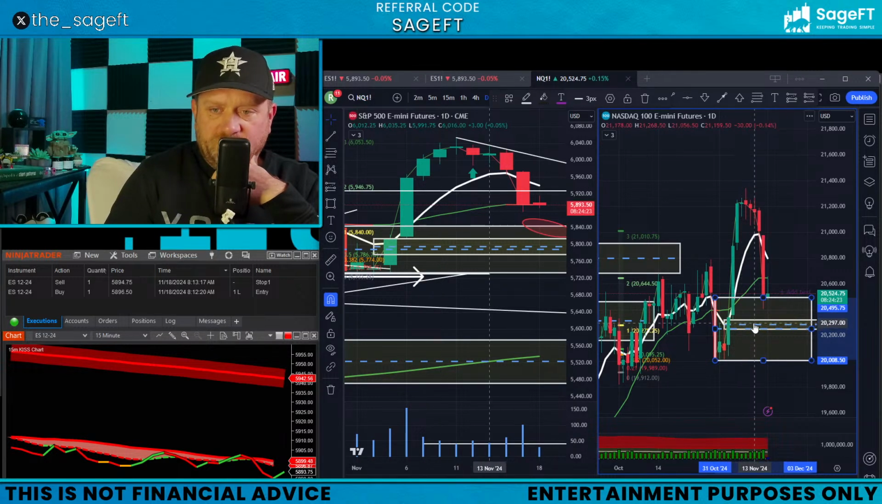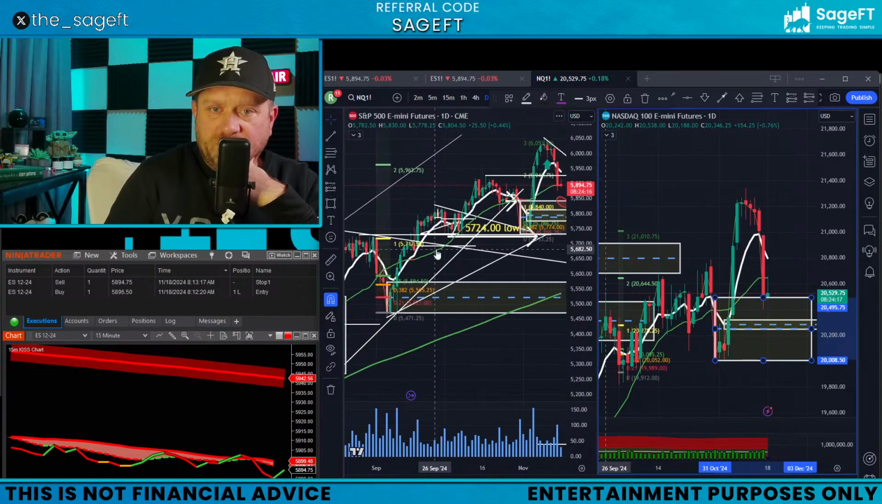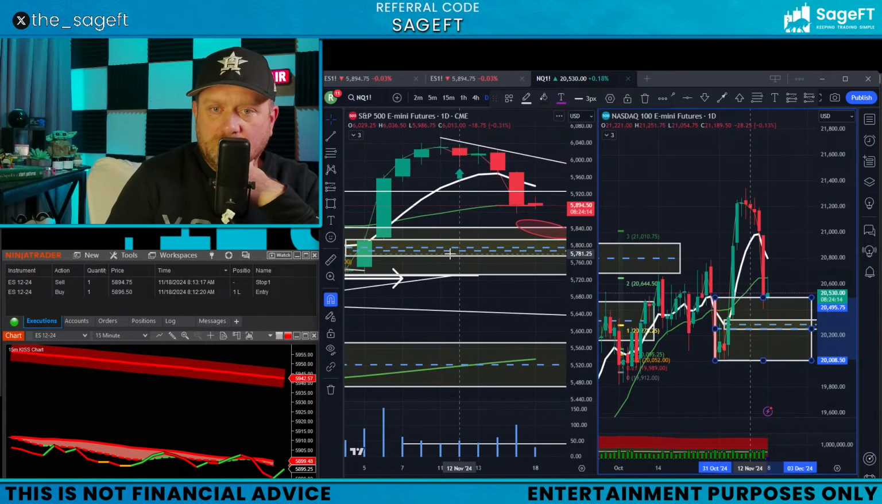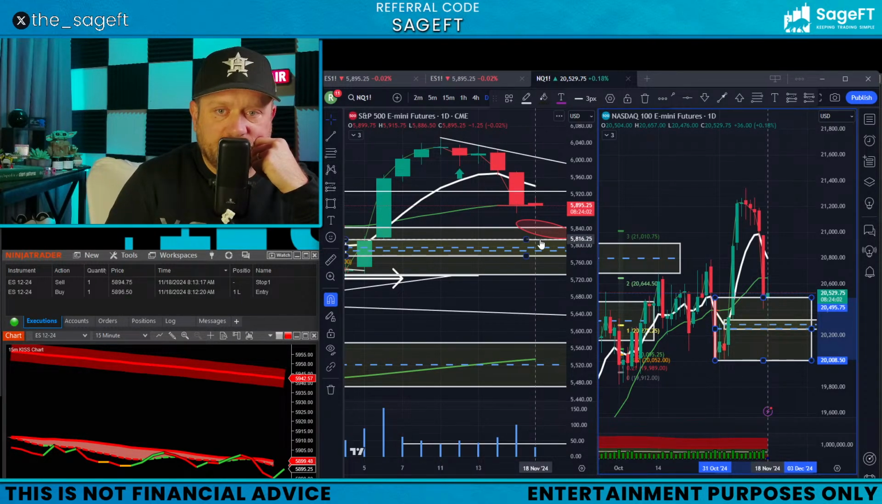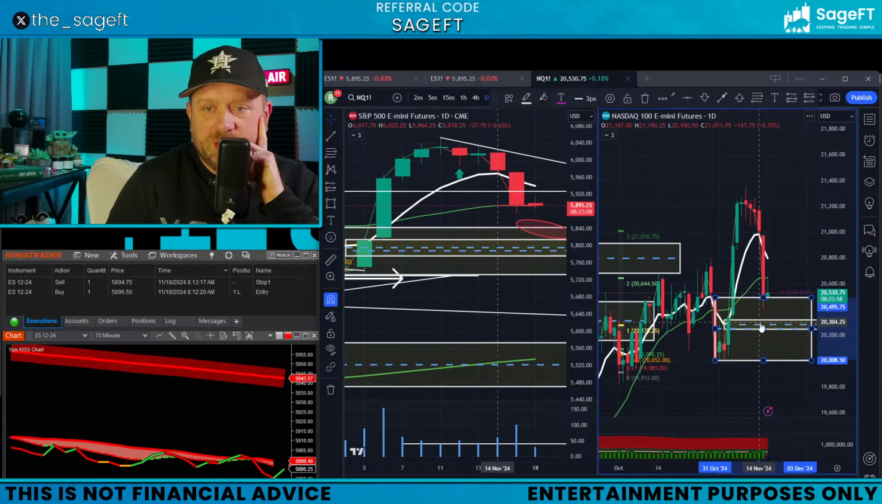So there is a unicorn on the daily NQ. There is a unicorn on the daily ES, but it's much lower on the ES than it is on the NQ. We're only about 160, 170 points away from it on the NQ, and we're about 100 points away from it on the ES. So we need to be watching these here.